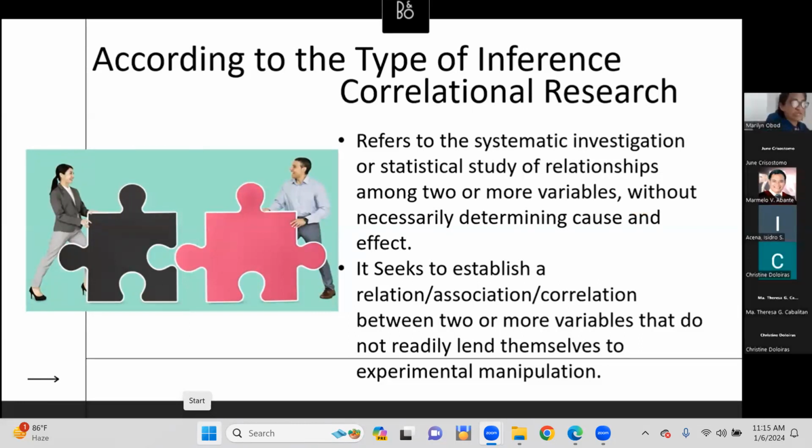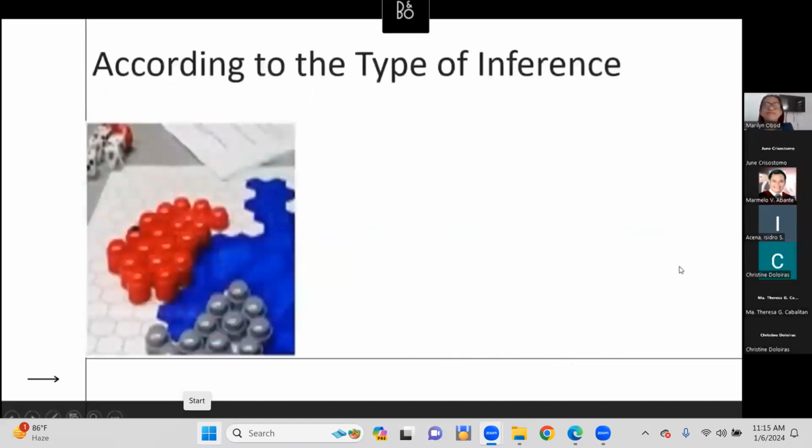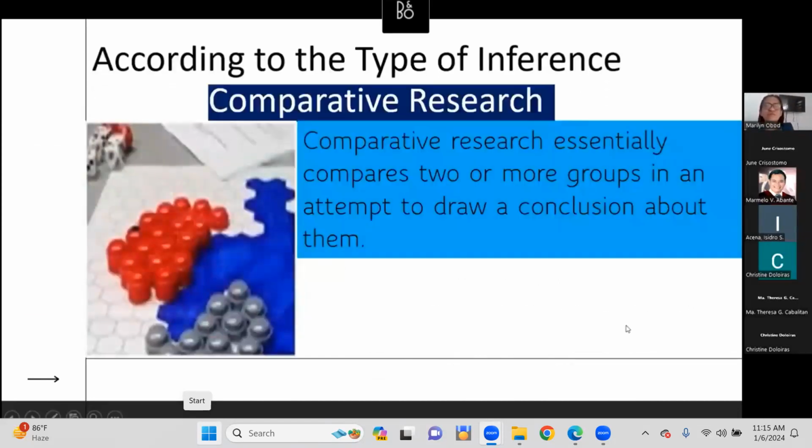Kung nagpa-yes or no ka sa kabila, nagpa-rate ka naman dito ng 5 to 1, exactly different na, hindi exactly the same. Okay, different na po yung gagamitin na statistics. Okay? And then, according to the type of comparative.